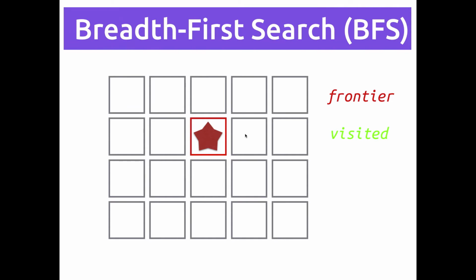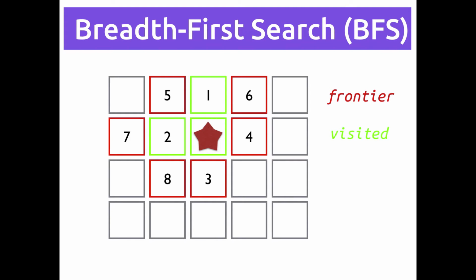So the algorithm says the first thing you do is you take the first tile in the frontier and you mark it visited, and then you add its neighbors to the frontier. So now the frontier has these 4 tiles in it. And we're done with one loop. Now we go back to the top. Is the frontier empty? No. So take the next one, mark it visited, and add its neighbors.